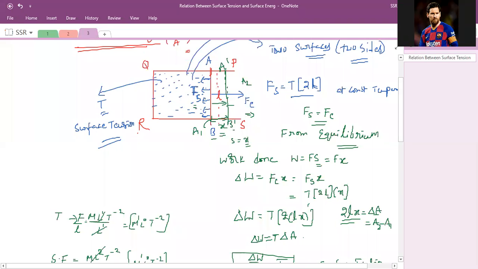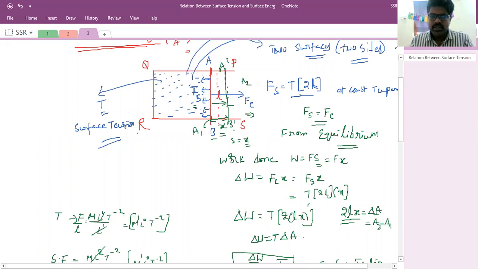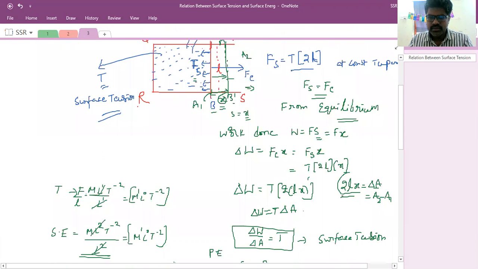Delta W, or you can say W, is equal to T. Actually, the surface tension force in this case is T into 2L, with respect to the freely moving wire of length L. Then delta W, the work done, is equal to force into displacement. So your force is T into 2L. That means the applied force is equal to the surface tension force, and with that force you are trying to do the work. So T into 2L into displacement, let us say X here. So force into displacement, that is T into 2L into X. So 2L into X will give delta A, that means the increase in area.